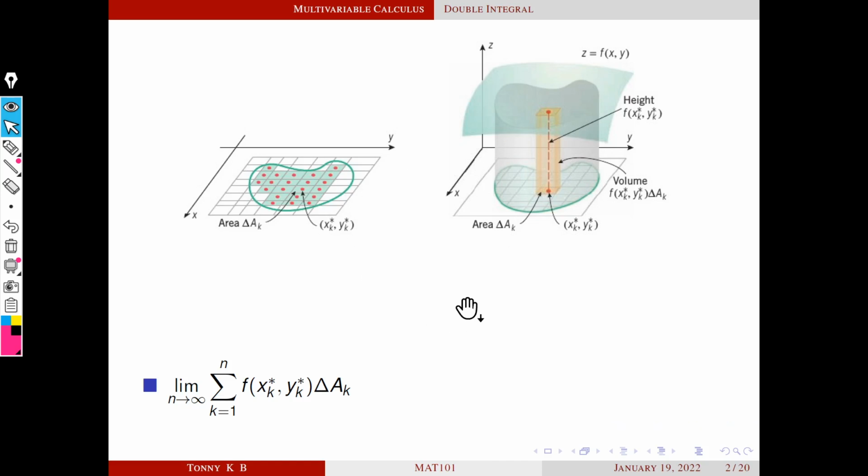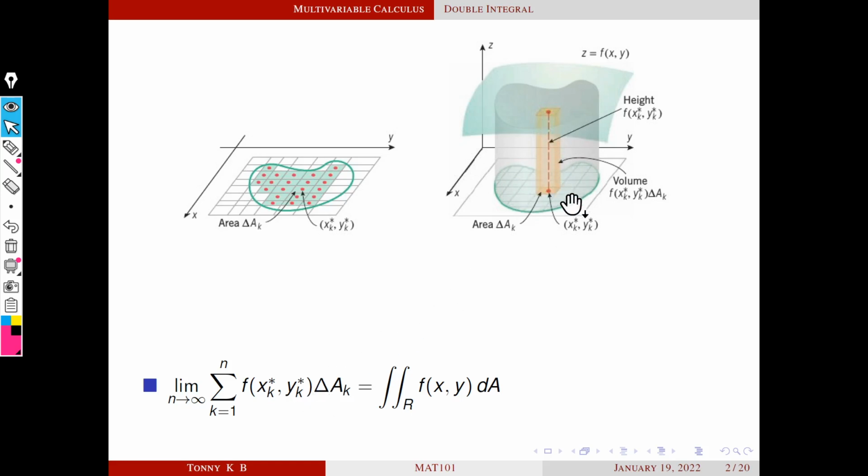In the introductory section of double integral, we have seen this infinite sum, and we denote it by the double integral over R of f(x,y) dA. What is delta A_k? Delta A_k is the area of the kth rectangle, (x_k star, y_k star) is an arbitrary point from that kth rectangle, and f(x_k star, y_k star) is the value of the function at that point. So this is the height from the surface, and this product is the volume. We can interpret this product as the volume of this parallelepiped.